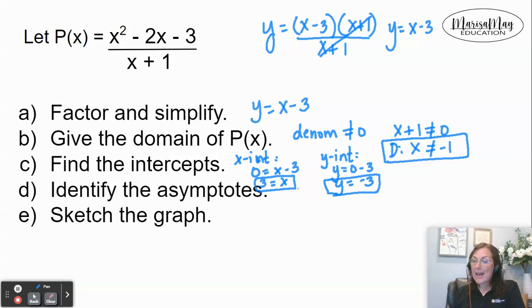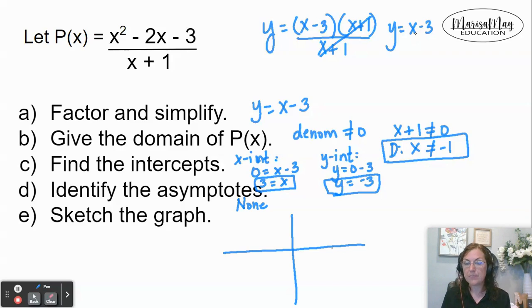D asks us for asymptotes. Now, asymptotes come from the simplified function, and you have to have a fraction in order to get an asymptote. We don't have a fraction in our simplified anymore, so this is none. Okay, and then we want to sketch a graph. And when it says sketch, that means we're going to just draw it freehand to get a general shape. I don't really need to go to a graphing calculator to do this.